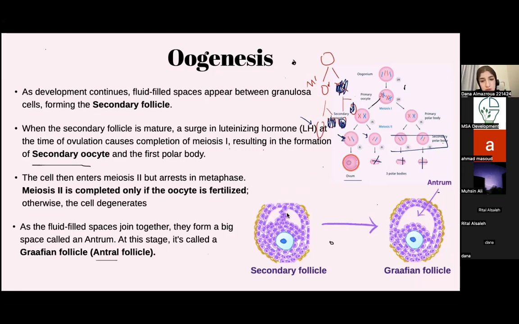The other question is, when follicles mature during ovulation, they start at the primordial follicle and end as the Graafian follicle. Exactly. So primordial to primary to secondary to Graafian, and then the Graafian follicle is the one that's released with the corona radiata.